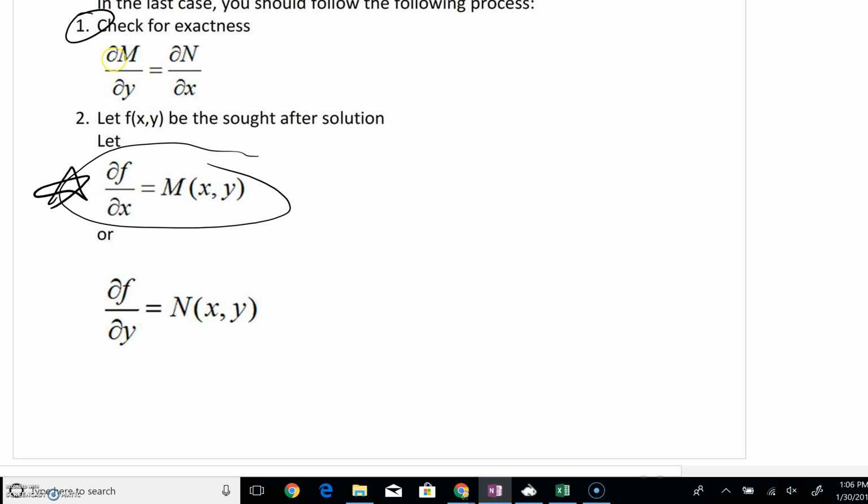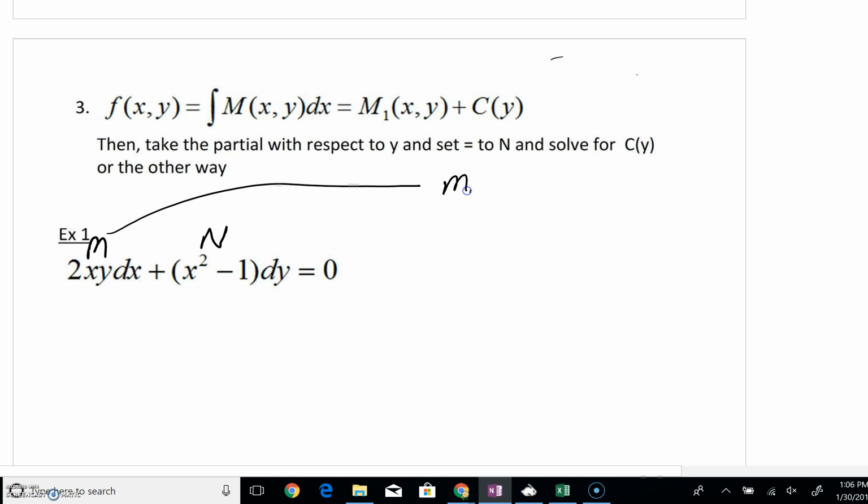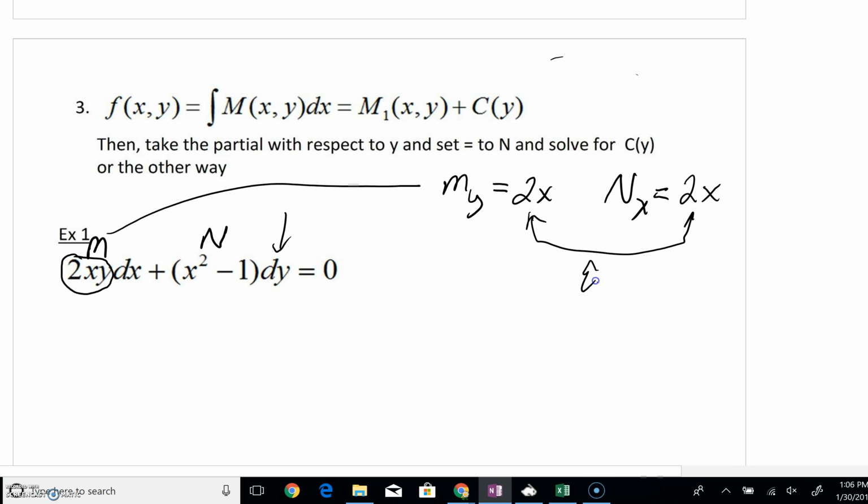We should go ahead and say, well, let's be real careful. Take, number one, the derivative of M with respect to y. How about we write it in this shorthand way, M sub y? I really like doing that. So if M is 2xy, what's the derivative of M with respect to y? What do we get? 2x. And let's do the same thing with N, which is multiplied by this dy. We're going to take our derivative with respect to x. What's the derivative of x squared minus 1 with respect to x? 2x. These match. This is exact.